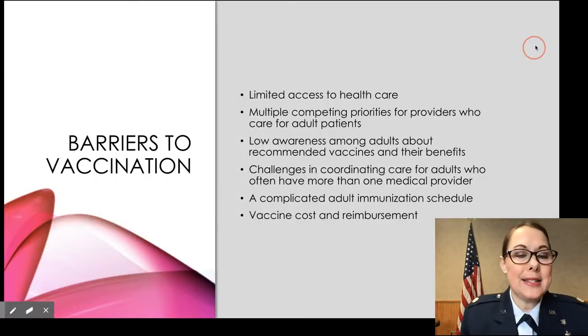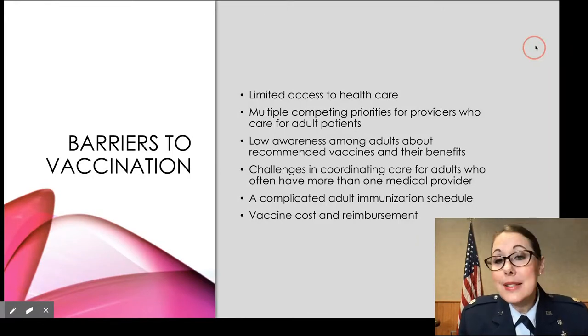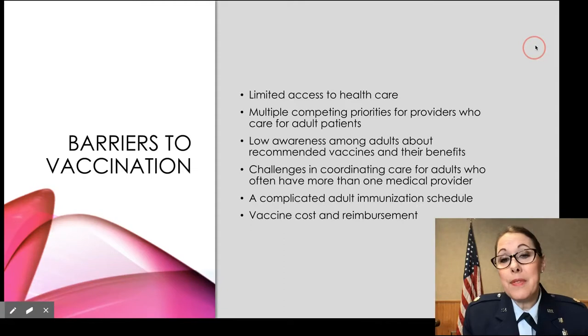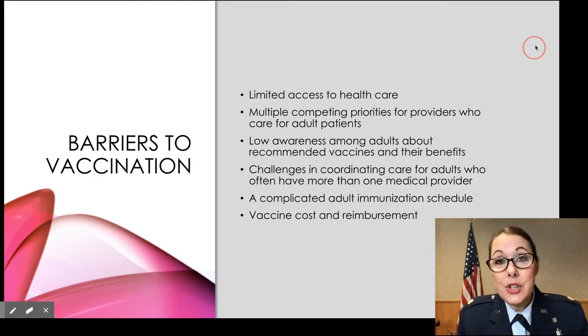Barriers to vaccination. So, there are a lot of barriers to vaccinations. Some people are worried about access to healthcare or don't have access to healthcare. Multiple competing priorities for the providers. Sometimes we're just so busy with all the other things that we have going on, we just don't have the time to sit and educate our patients on the importance of vaccinations. So, we really need to make sure that we take the time or set aside specific appointments for that.